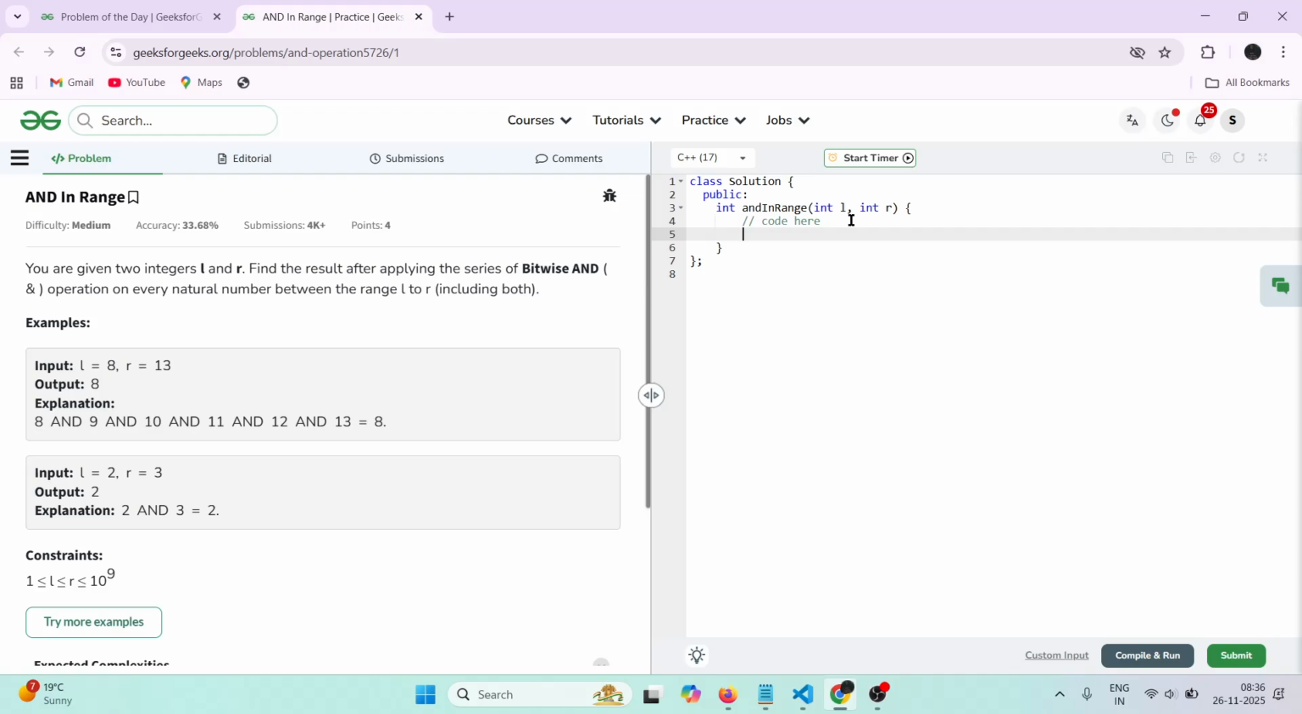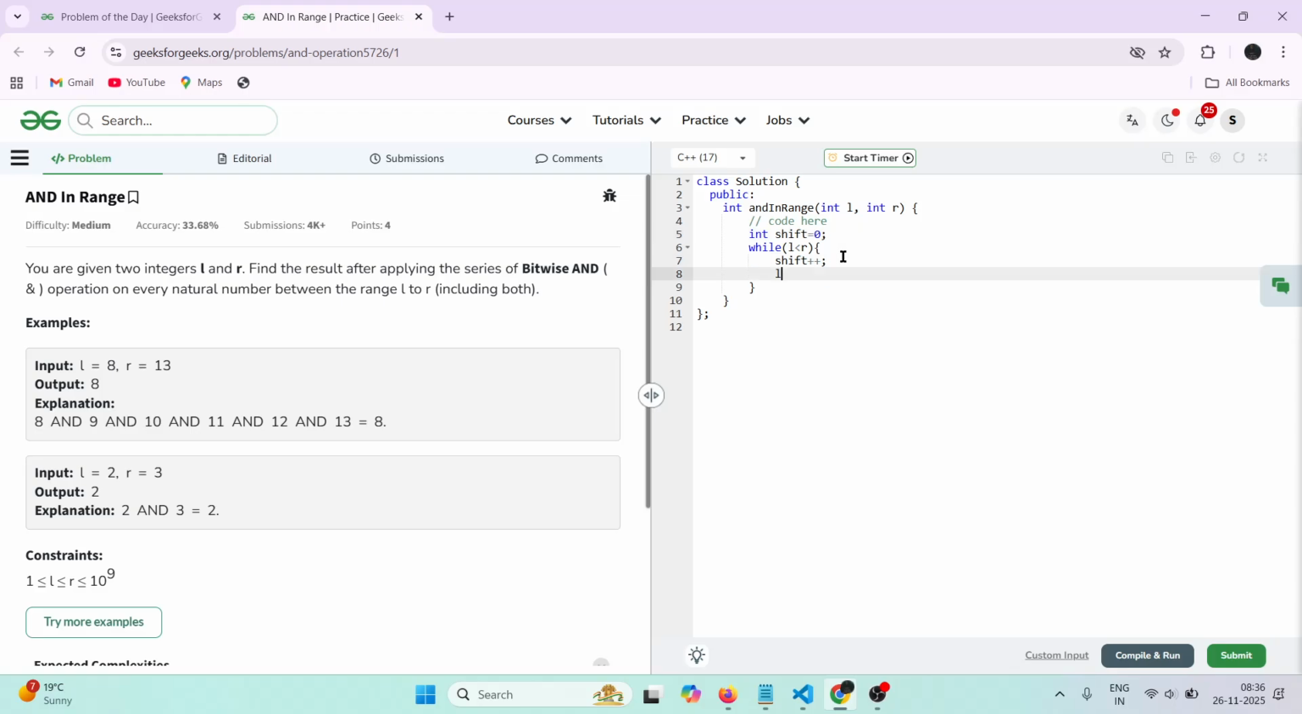Now while L is less than R, L is less than R means that some bits are differing. So what we are going to do is increase our shift, that means we have made one shift. Int shift equal to 0, we make the first shift, and we make L equal to L right shift of 1, then we make R equal to R right shift of 1, right? Now this is going to count the number of shifts.